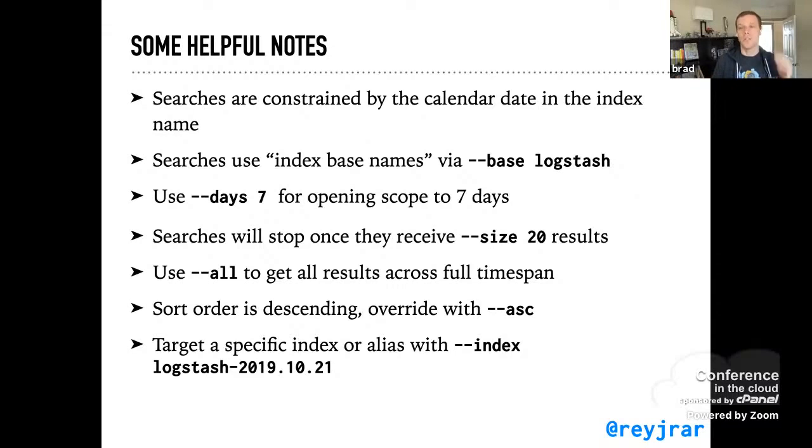And I do occasionally use this tool to look at other indexes that don't follow this date format. You can specify that with --index, and you can use an alias or index. You can also provide multiple indexes with commas, and you can use wildcards in the --index. It's just passed to the URL, to the index position in the URL. So anything you could do in Kibana or in any other Elastic tool, you can use there.